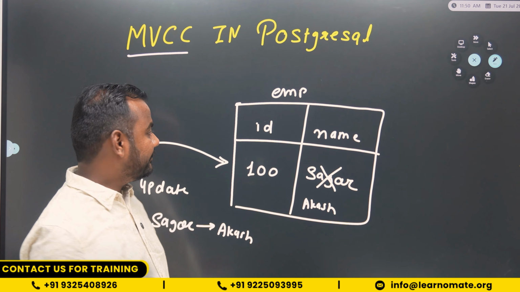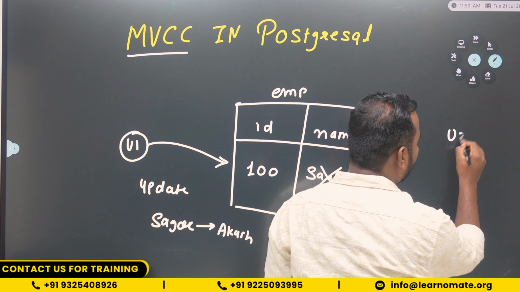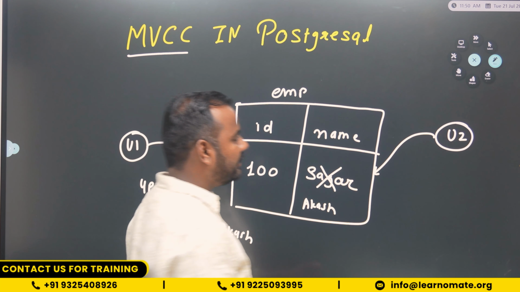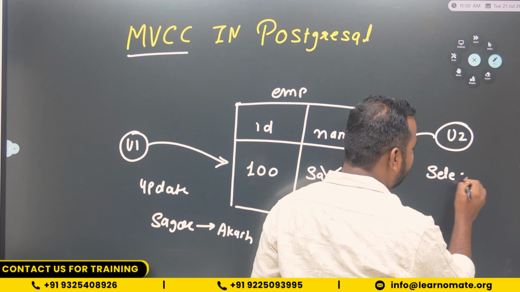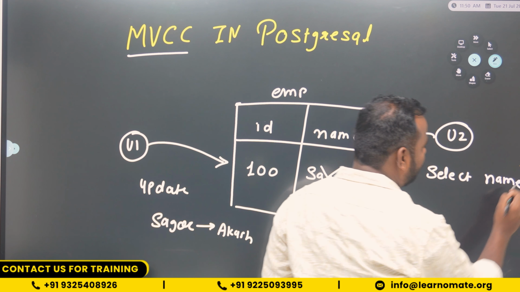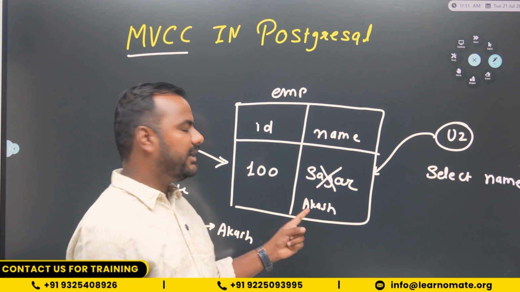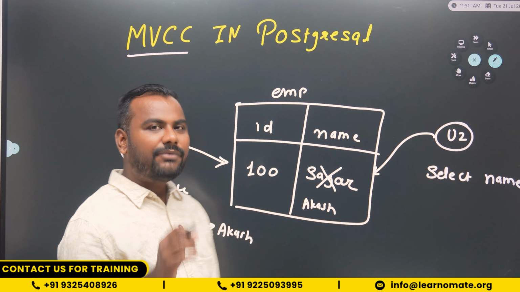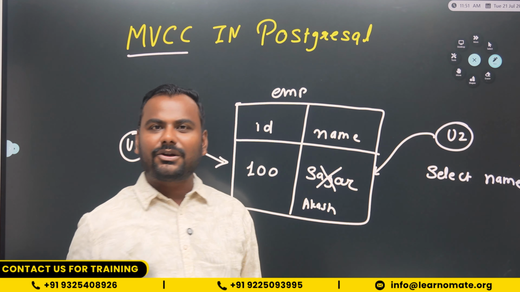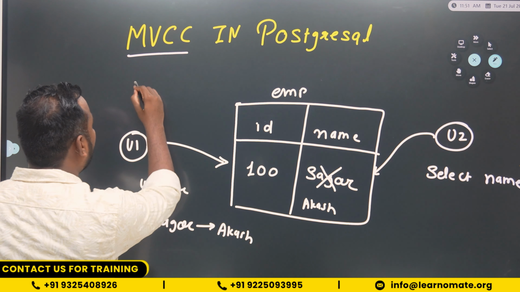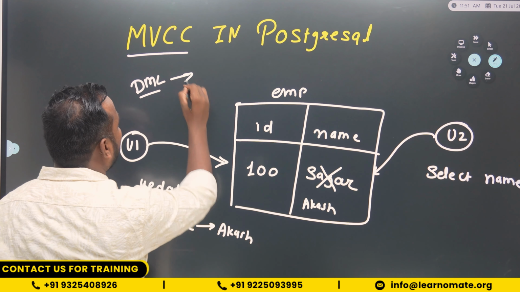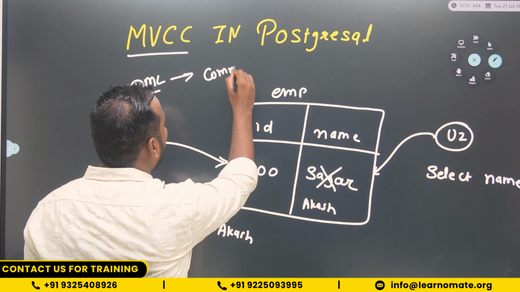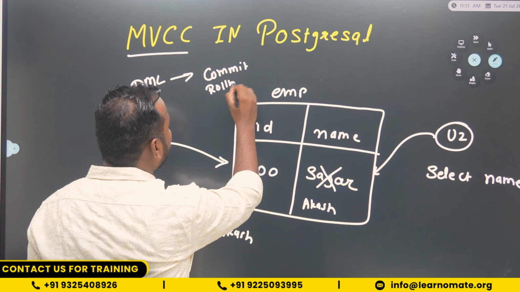At the same time, there is a user 2 who got connected to the database and is trying to do a select operation. He is trying to select the name. So what will he get? Will he get Sagar or Akash? To answer this question, first we need to understand whether the commit is done or not, because whenever you perform any DML operation, to make that transaction permanent, we need to commit, or you can roll back also, right?